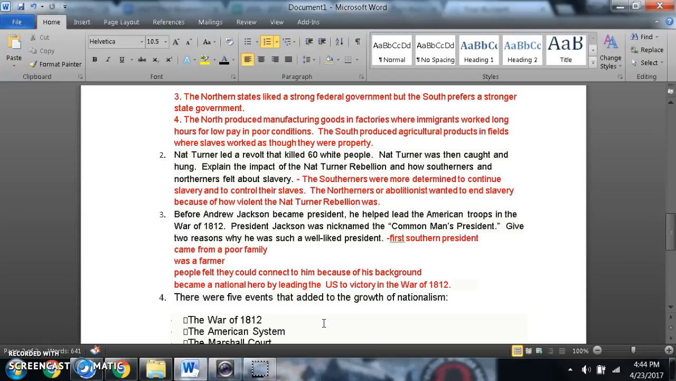Number three, before Andrew Jackson became a president, he helped lead the American troops in the War of 1812. President Jackson was nicknamed the common man's president. Give two reasons why he was such a well-liked president.